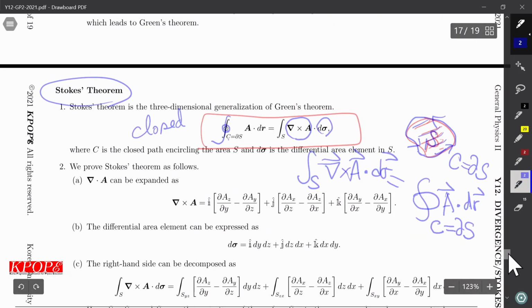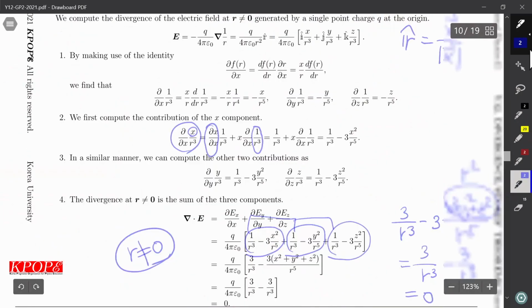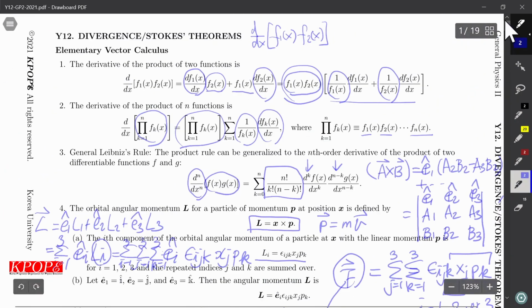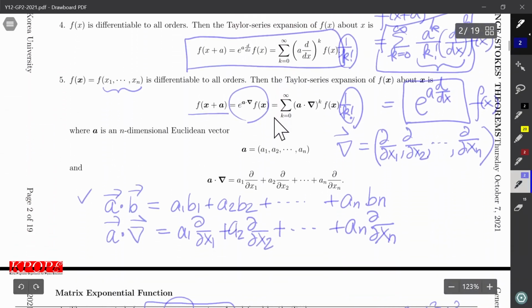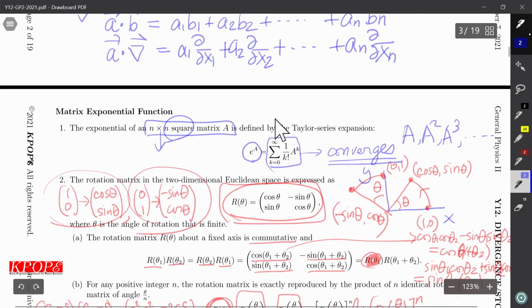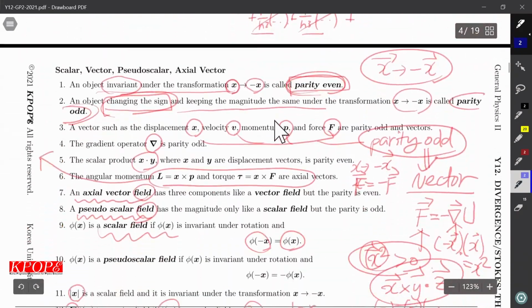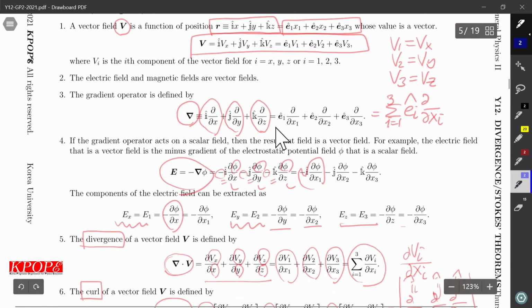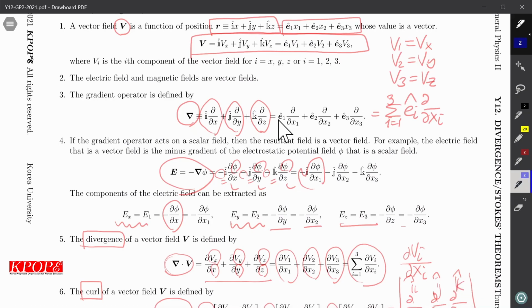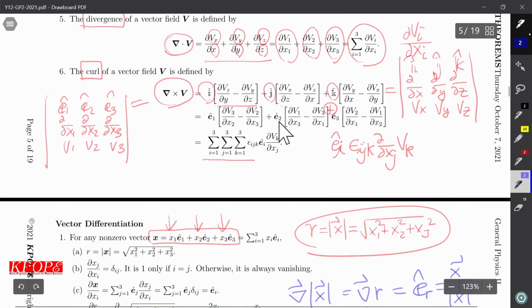In this class, we have seen many useful formulas. I hope you can follow these mathematical formulations. That is quite useful in the future in this class and in your future study regarding engineering or mathematics or physics.